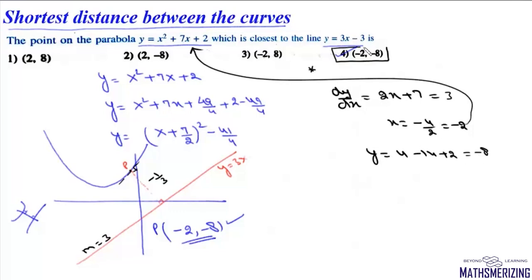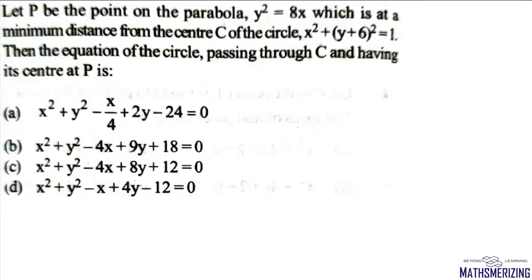So here we can say the point which is at a shortest distance from this curve is (-2, -8), and that's your option number 4. So this question is pretty simple when we do it using the concepts of normal rather than solving it using maxima and minima.